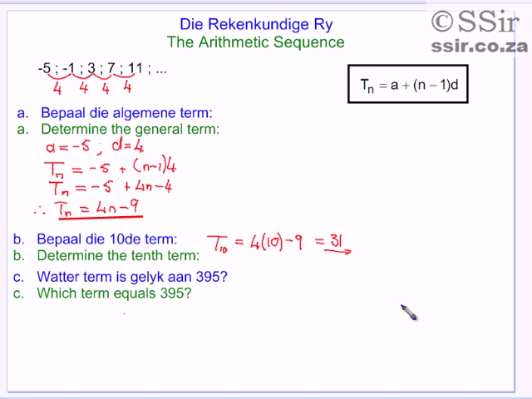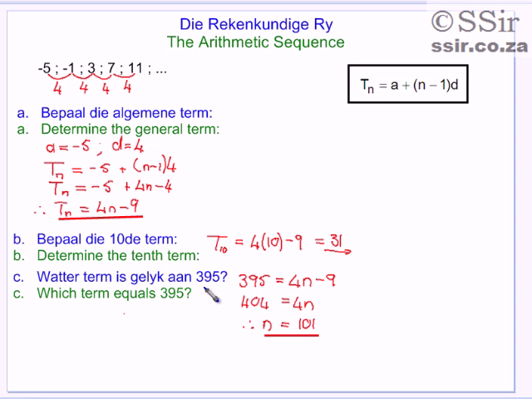Which term equals 395? So now we know the value of term number n, which is given by 4 times n minus 9. We know that Tn equals 395, but we don't know its position. So we can use our general term formula and write down 395 instead of Tn, and that will equal 4 times n, its position, minus 9. Simplifying this, I get that n equals 101. This of course means that where the term has a value of 395, it lies in position 101.